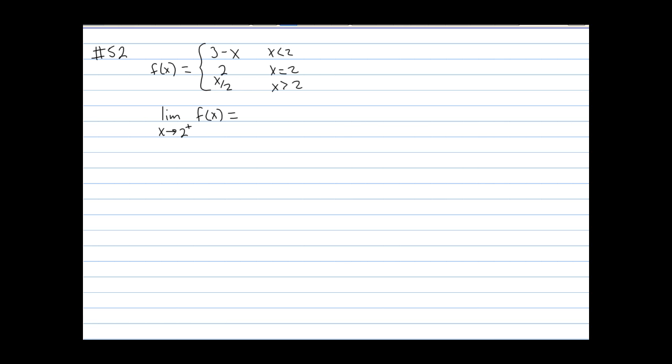This is number 52 right out of section 2.1. It is a piecewise function. It says f of x equals 3 minus x when x is less than 2, 2 when it's equal to 2, and x over 2 when x is greater than 2. The question is, what is the limit as x approaches 2 from the right? So let's draw a little graph of this just to see what's going on. And our interesting spot is at 2.